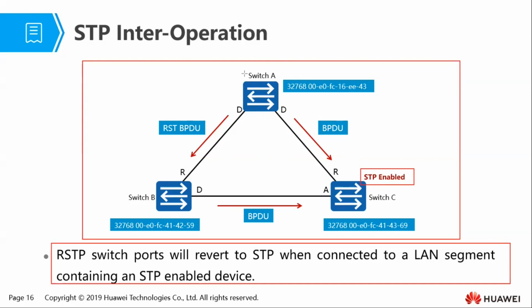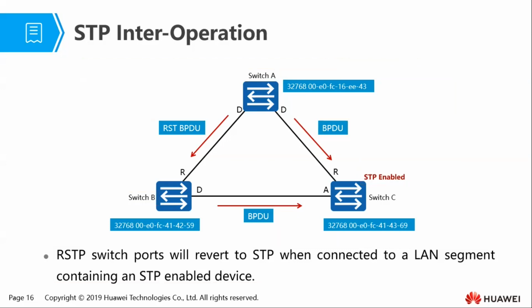You see here, in this example, switch A and switch B were using RSTP. And now, when we introduce switch C and it's using STP, they now have to send STP BPDUs and not RSTP BPDUs. So that is how STP and RSTP interoperate.